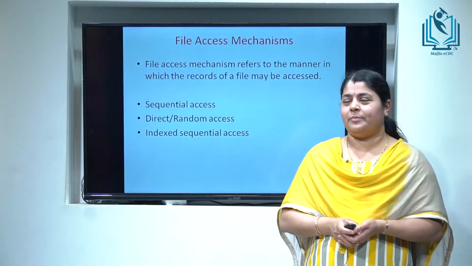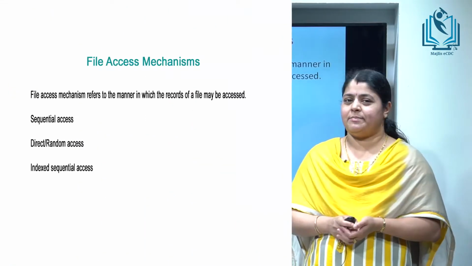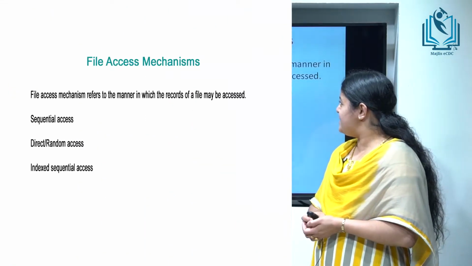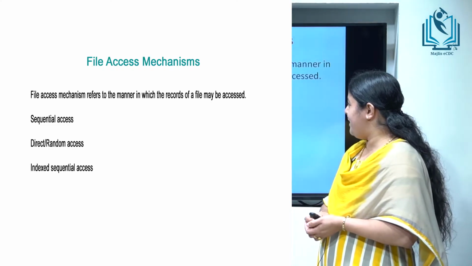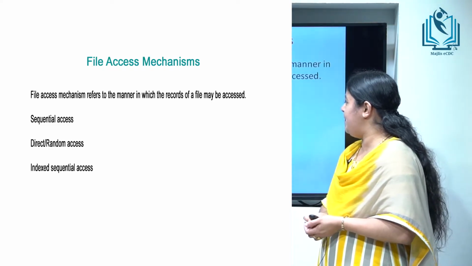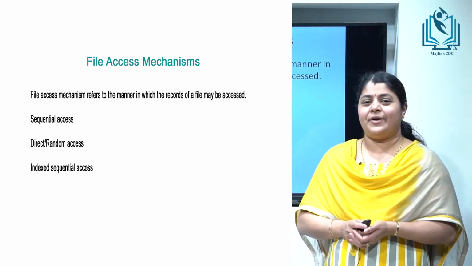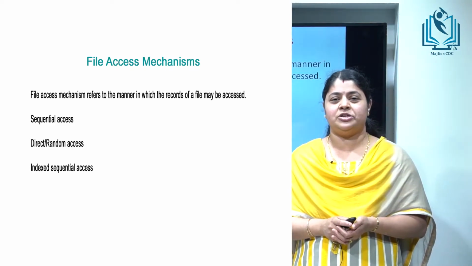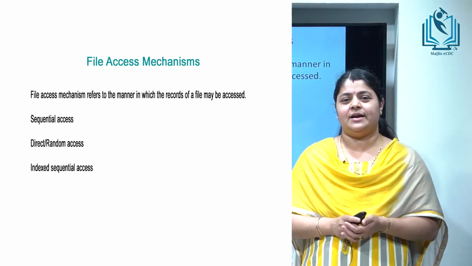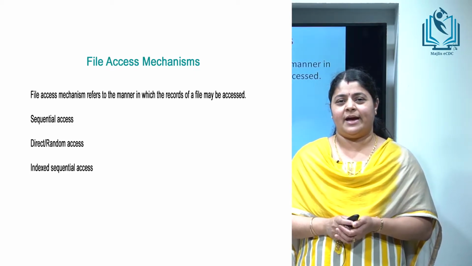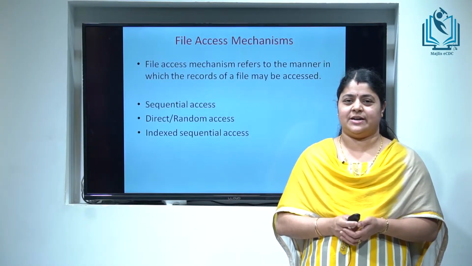Next topic is file access mechanisms. File access mechanism refers to the manner in which the records of a file may be accessed. The file access mechanisms are divided into three types: sequential, direct or random, and indexed sequential.